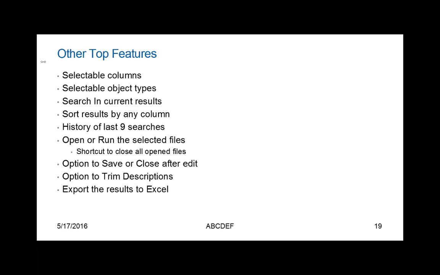You can open and run selected files just like in the other Project Explorer. Option to save and close is provided. I didn't show this, but there's an option to trim descriptions. That was an option that someone asked for. When you're editing descriptions, you want to add a signature. You want to make sure your signature appears with the proper spacing and not varies by extra blank lines. So this will trim the description before the text is added. And you can export the results to Excel.